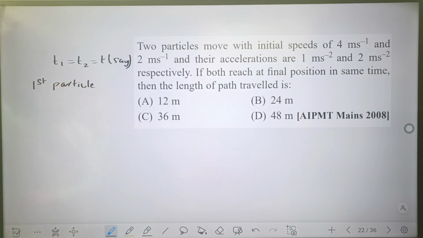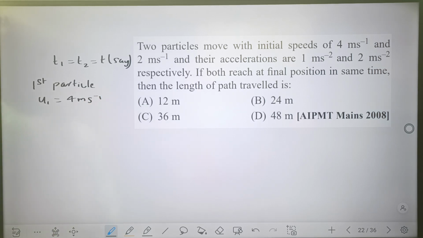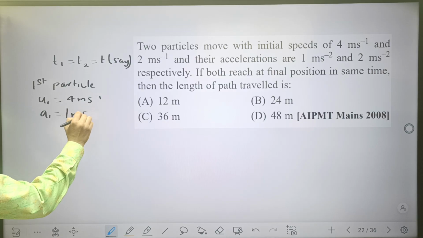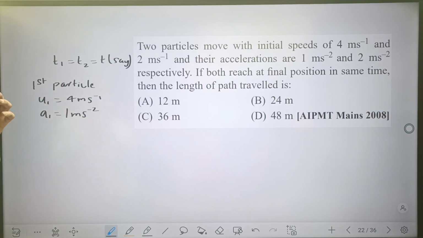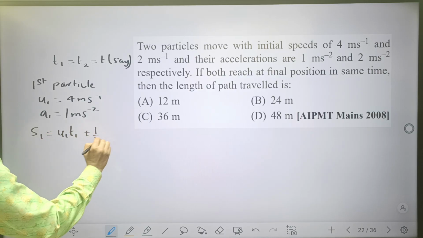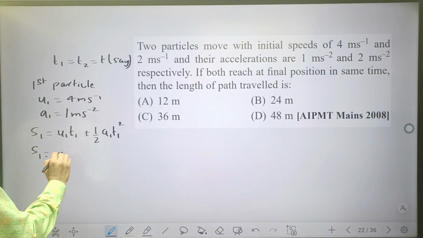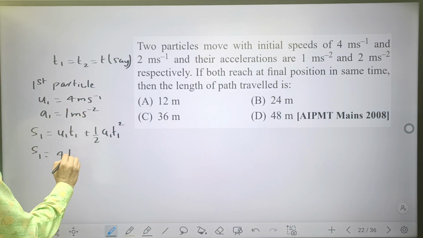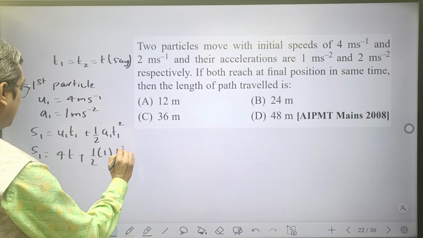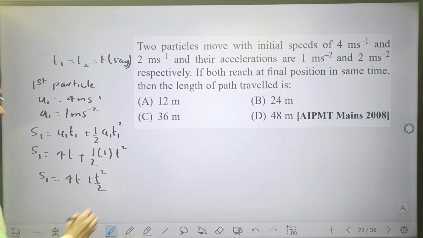So for the first particle, u1 is 4 meter per second, isn't it? Acceleration a1 is 1 meter per second square. So the distance covered by the first particle is given by u1 t1 plus half a1 t1 square. So s1 is equal to 4t plus half into 1 into t square. So s1 is equal to 4t plus t square by 2.